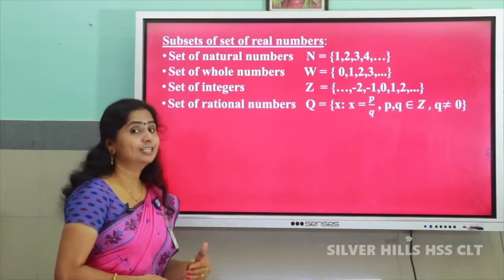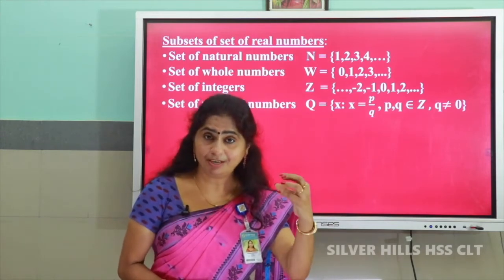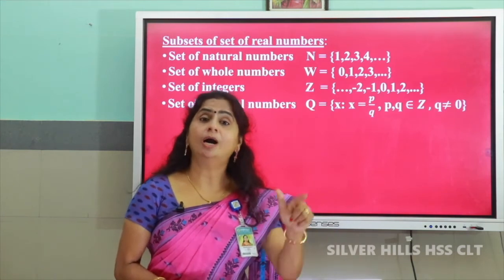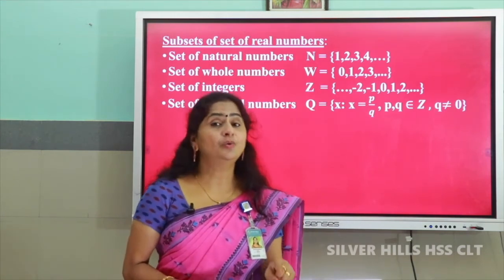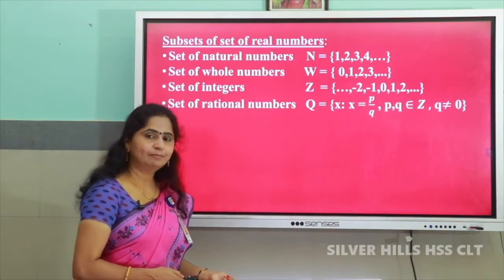Next, the set of rational numbers. A rational number is nothing but a number which can be written in the form p by q, where p and q are both integers and q is not equal to 0. That is also a subset of real numbers.